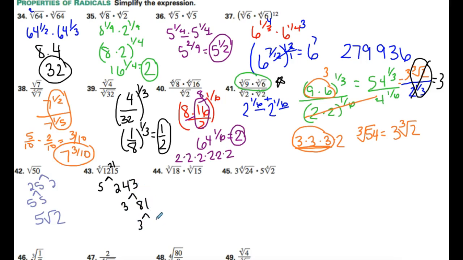This would be 3. Let's go with 9 and 9, just because I know that's a little bit easier. 3 and 3, and 3 and 3. So because this is the fifth root, I'm looking for groups of 5. So I have 5 3s and 1 5, which means I have 3 times the fifth root of 5.